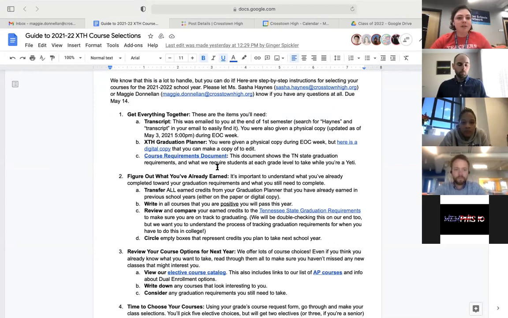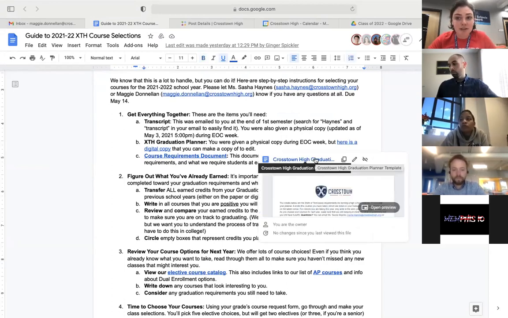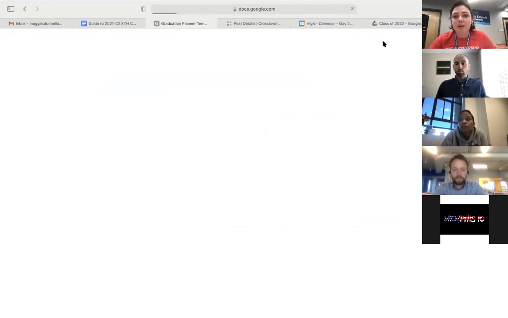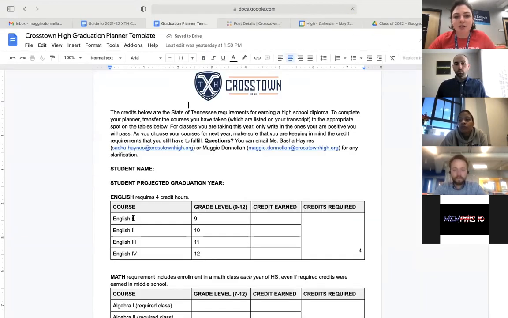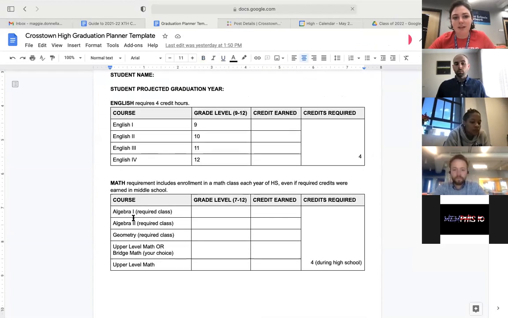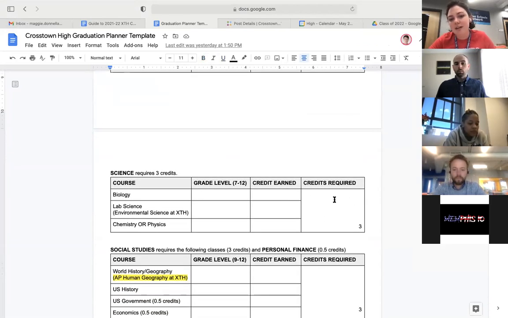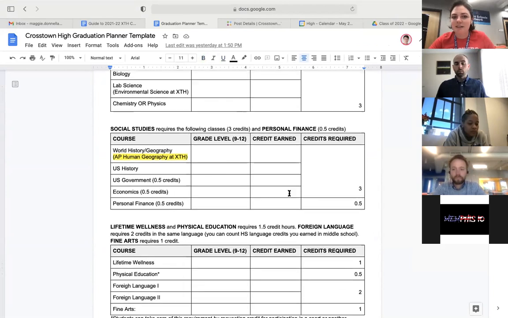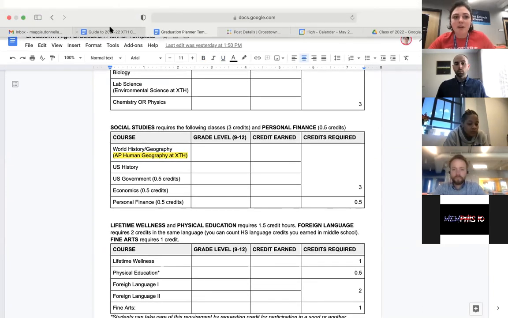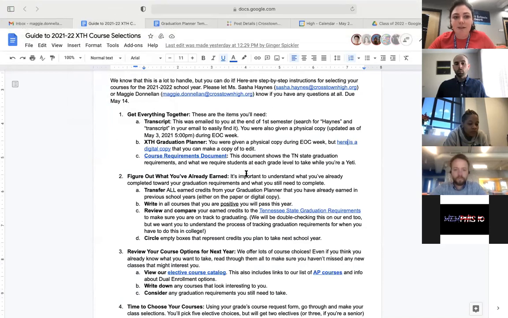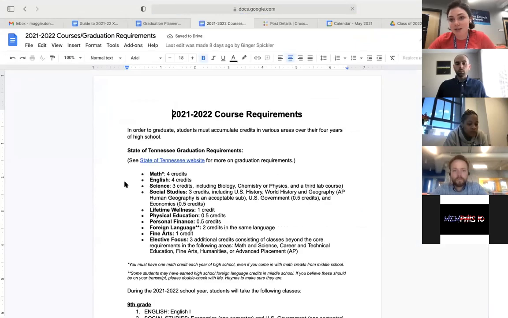The other thing that you have in front of you is your graduation planner. If you're here in person, then you have a physical copy in front of you right now. But also on this document, I hyperlinked the virtual version of this. It has all of your grade levels, all of your required classes to graduate, whatever you've earned, and on and on. We're going to talk about this in just a second and how to fill it out. Also, you don't have this in front of you because that would be a whole lot of paper that we have to print. But on this document is the course requirements document, and all of your course catalogs.